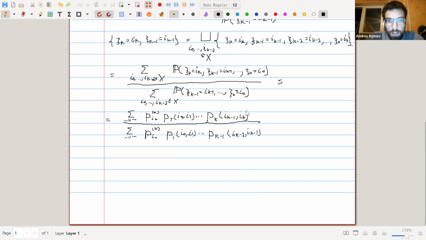Look, this term, this blue one, we can put it just before the summation, because it depends only on ik minus 1 and ik, but the summation is taken up to ik minus 2, right? And then under the summation in the numerator and in the denominator, we will have the same terms. So this means that we get just pk of ik minus 1, ik, because the remaining part is cancelled. Let me write it more accurately.